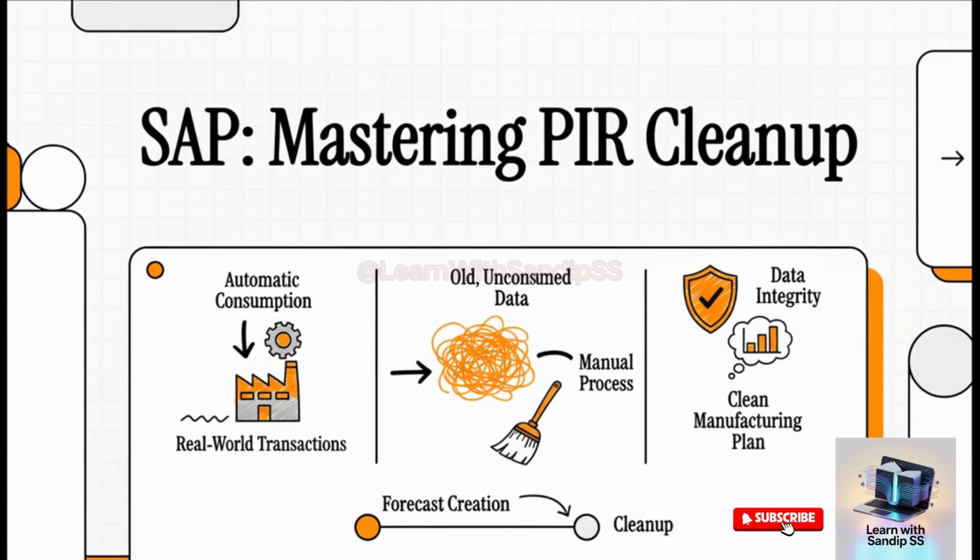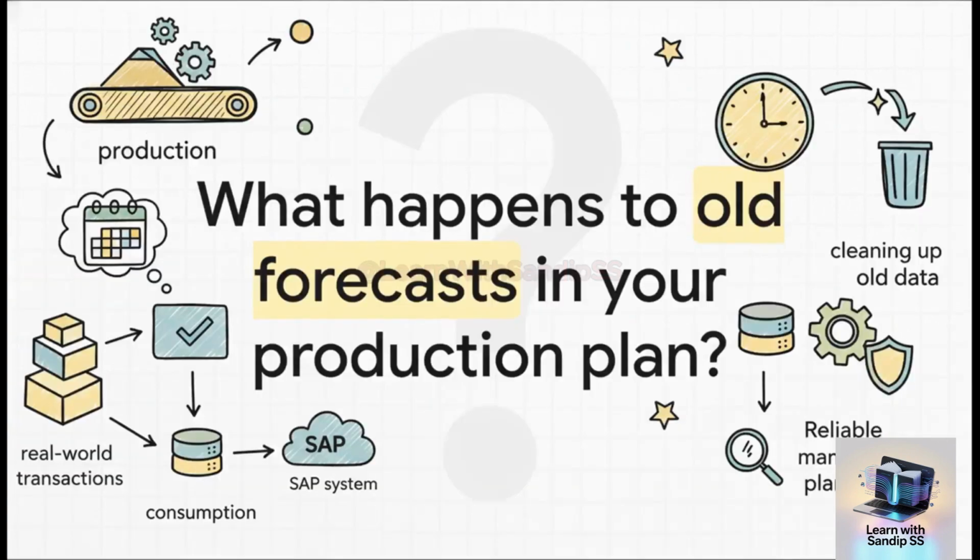The explainer. Today, we are diving deep into a really crucial process inside SAP production planning, how to manage and clean up your planned independent requirements. You know, if you get this right, you've basically got the key to a super reliable and efficient production plan. So let's kick things off with a problem that I bet almost every single production planner has run into.